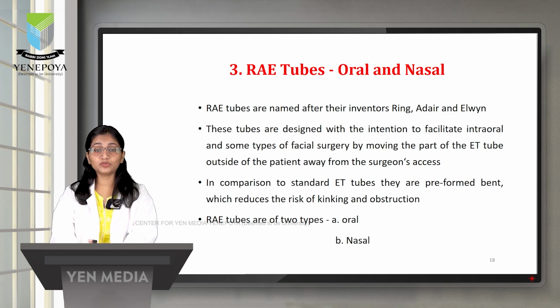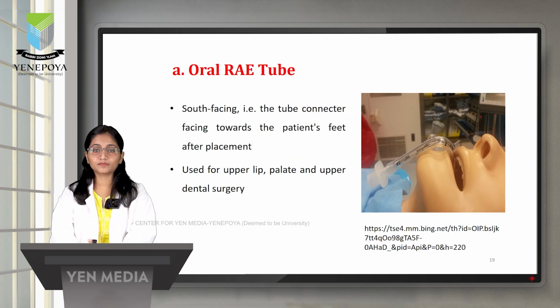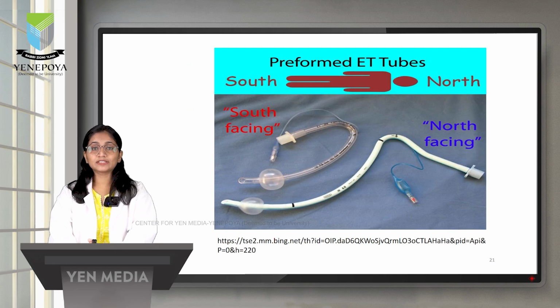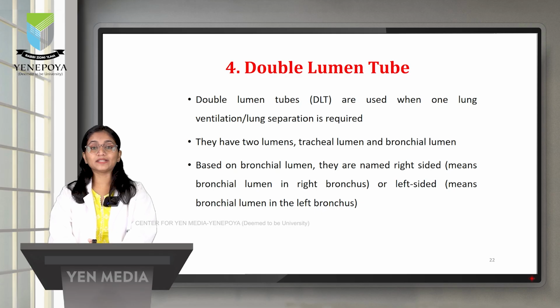The RAE tubes are of two types, the oral and nasal RAE tubes. Oral RAE tubes, also known as the south-facing tubes, that is the tube connector facing towards the patient's feet after placement. Oral RAE tubes are used for upper lip, palate and upper dental surgeries. Nasal RAE tubes are also known as the north-facing tubes, that is the tube connector facing towards the patient's head after placement. These tubes are used for lower lip, tongue and lower dental surgeries. So this is the image of a south-facing, that is the oral RAE tubes, and north-facing, that is the nasal RAE tubes.